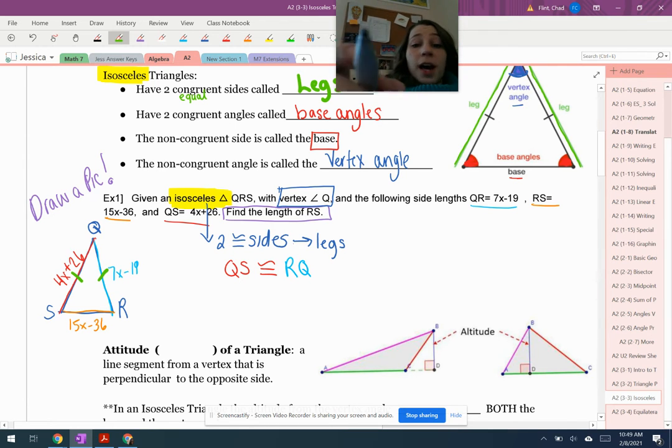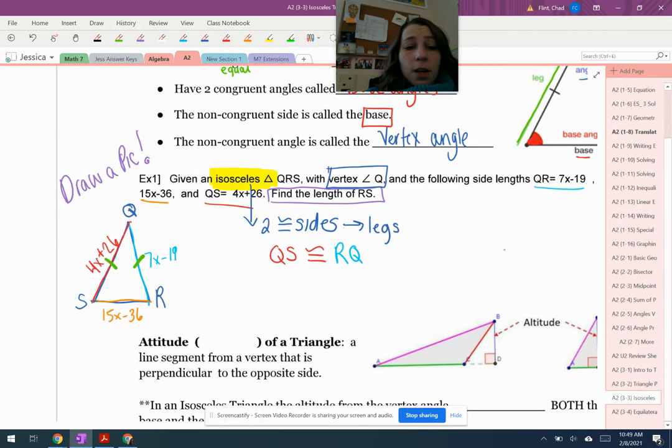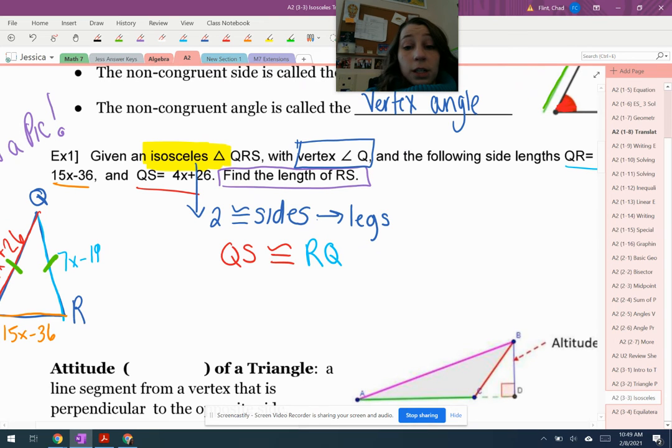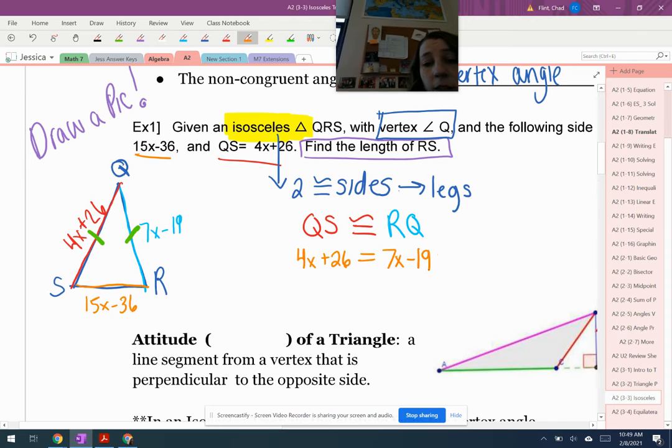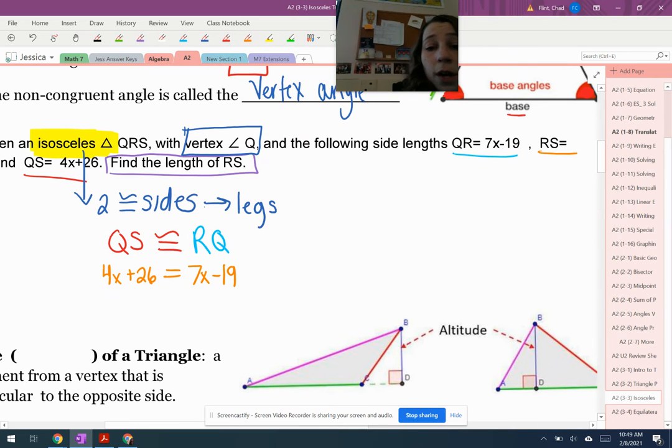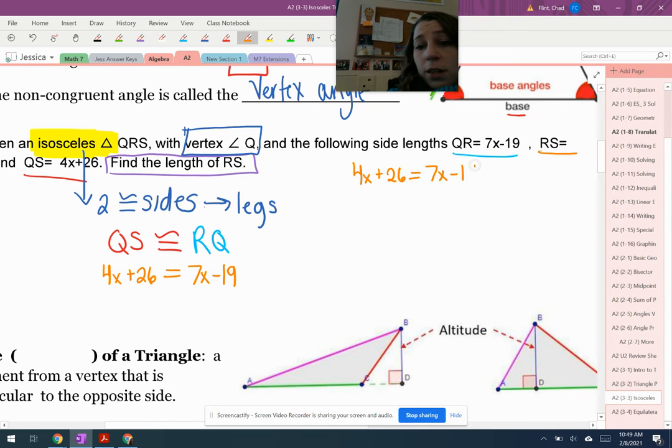So I can use that to make the equation. Let's go orange and let's zoom in. QS expression equals QR. So 4x plus 26 equals 7x minus 19. Now I'm going to go ahead and solve that. 4x plus 26 is equal to 7x minus 19.